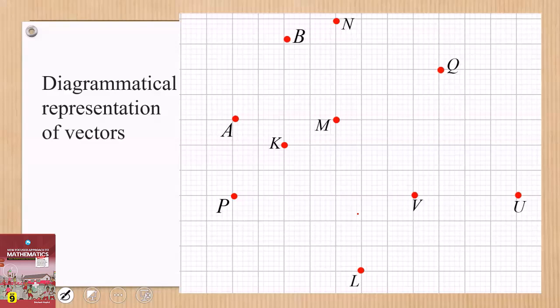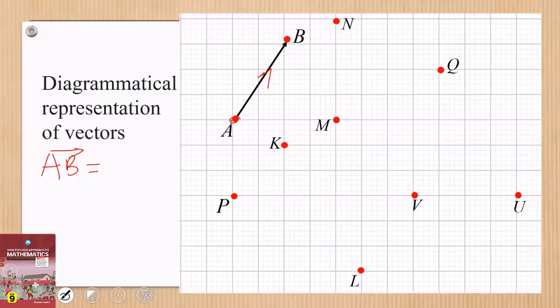Now, when we talk of vectors, we know it's all about giving directions, magnitude and direction. So if I have a point A and a point B, and I want to move from point A to point B, you see the direction of the arrow. It means I'm at point A being the initial and point B being the terminal. So what vector will link A to B? We'll call that vector AB.